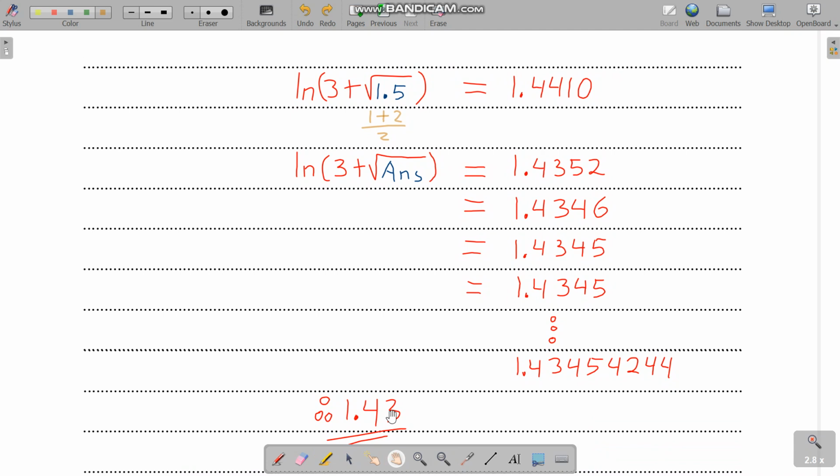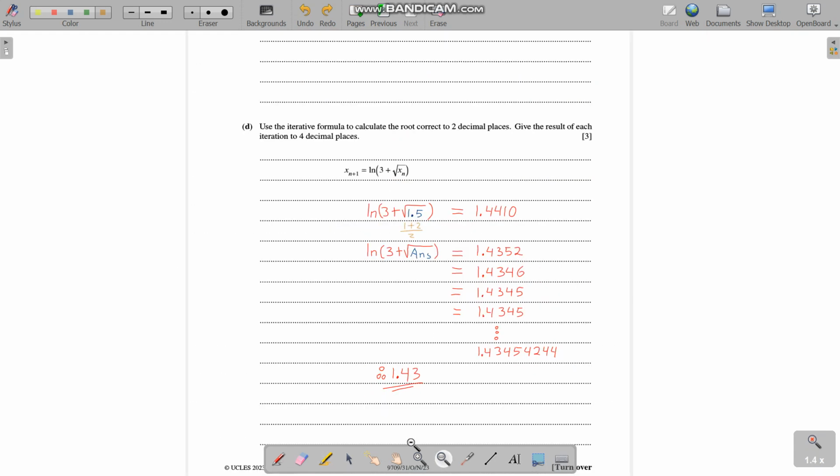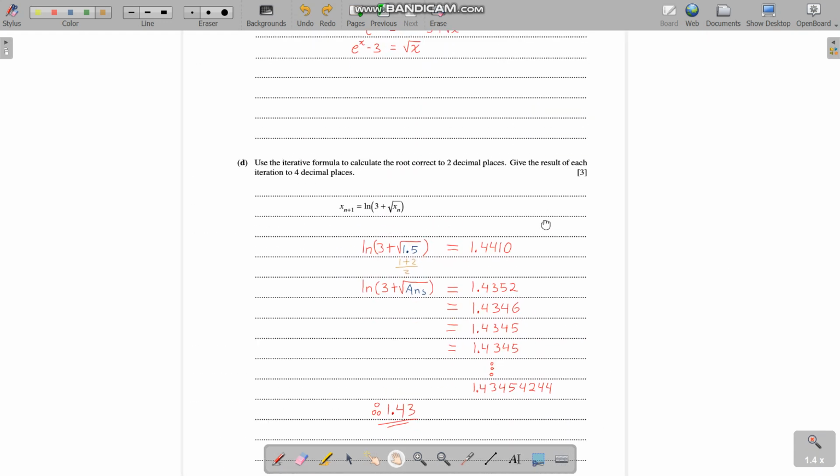So if you keep going, this is the number you will get in your calculator after you press the equal sign many times. The number will stick to this. It will not change anymore because the value has converged to this. So the final answer in 2dp is 1.43. Alright, I'll see you again next time.